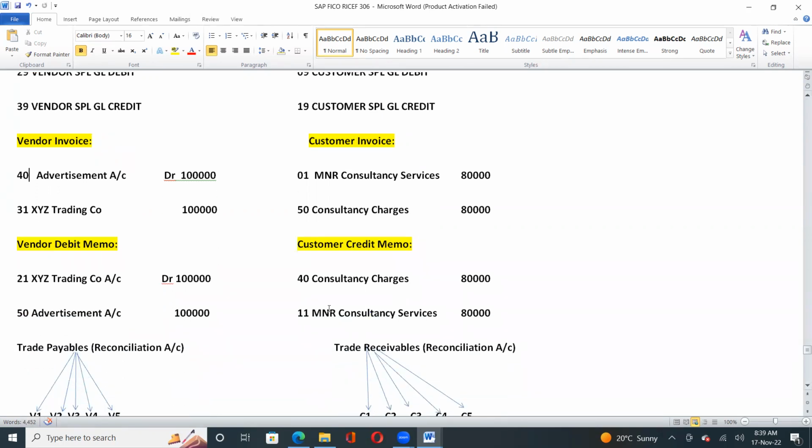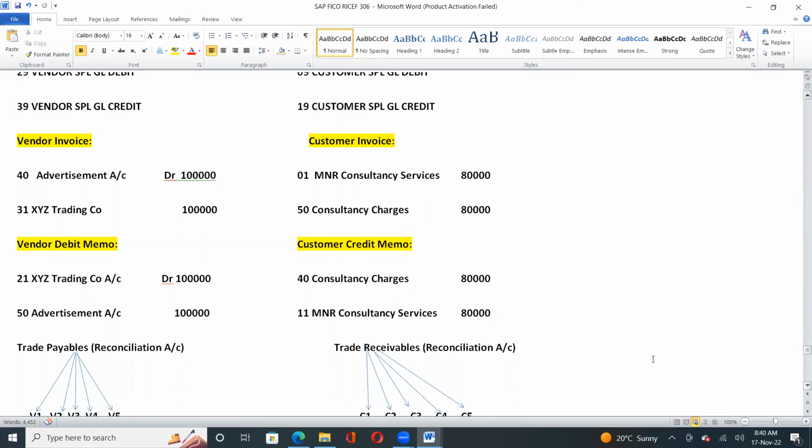Next one, customer credit memo. Due to some reasons, the customer is returning to us, so we need to decrease from this income. So consultancy charges account is debited 80,000. Credit the giver. Who is giving us? The customer name is MNR Consultancy Services, 80,000. Till here, any questions?